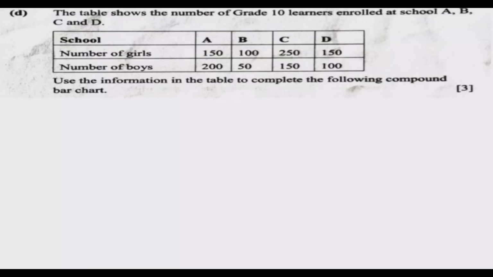Question 4D was as follows. The table shows the number of grade 10 learners enrolled at school A, B, C, and D. So we can take time and study this table. You can see school, the number of girls, number of boys. Then we have school A, school B, school C, school D.